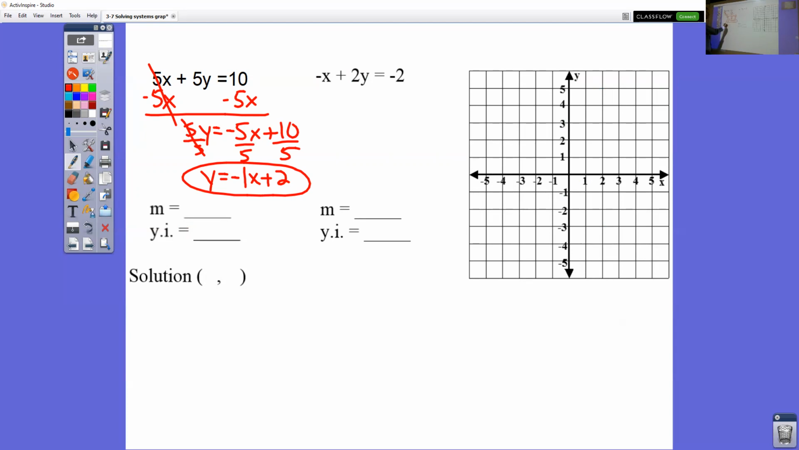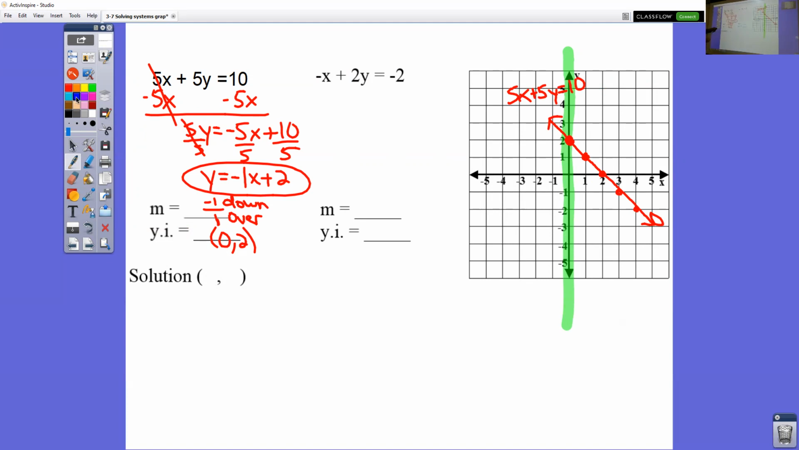Negative 1 as my slope. That is really negative 1 over 1. That really means down 1 over 1. And I'm starting off at my y-intercept of 0, comma 2. When we go to graph it, that first point always has to be somewhere on that y-axis. So 0, comma 2 is right there. I need to follow my slope of down 1 over 1. Connect my dots, put my arrows on the ends of my line, and label my line.